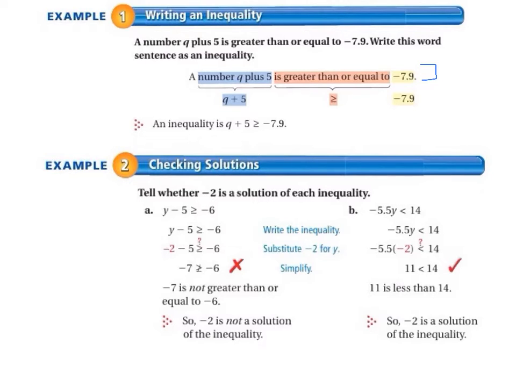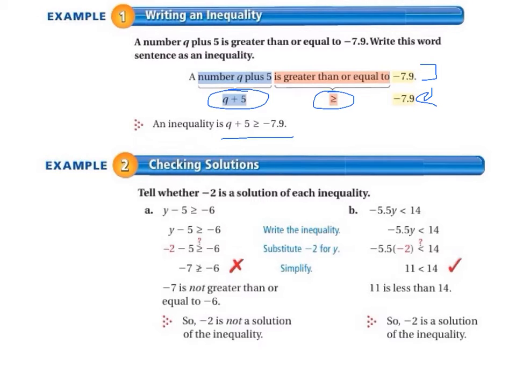So then we break it down into smaller parts. We know that a number q plus 5 looks like q plus 5. And is greater than or equal to is the sign greater than or equal to, and then negative 7.9 just transfers down to negative 7.9. So when we put that all together, it looks like this. q plus 5 is greater than or equal to negative 7.9.